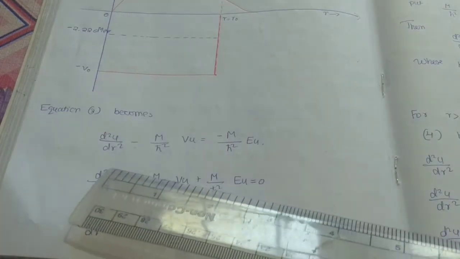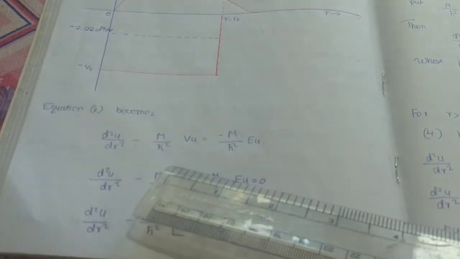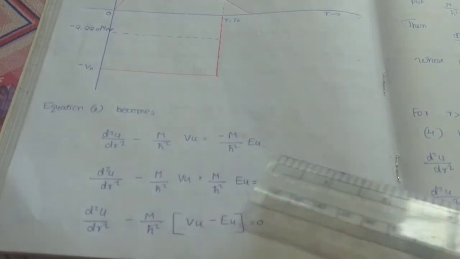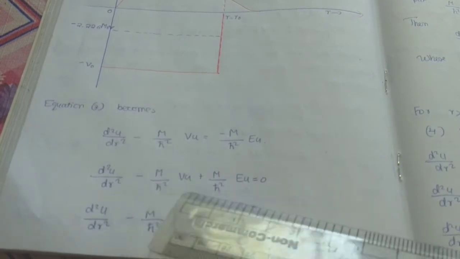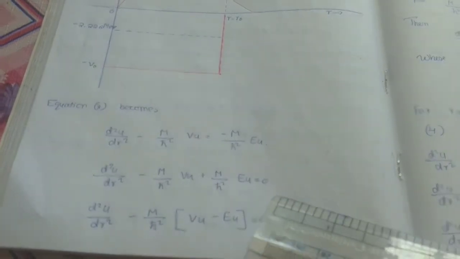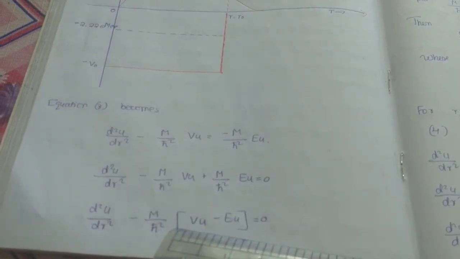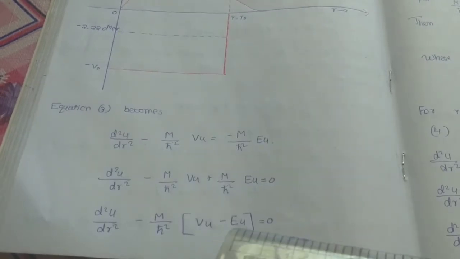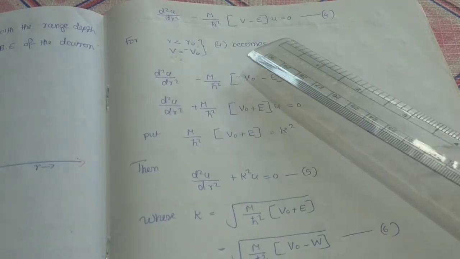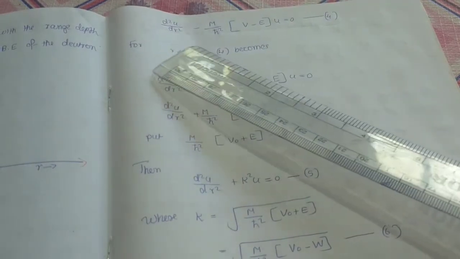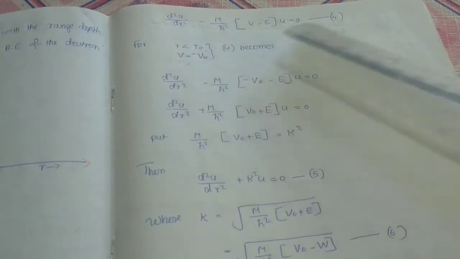From the equation we can write d square u by dr square minus m by h cross square Vu equal to minus m by h cross square Eu. That is d square u by dr square minus m by h cross square Vu plus m by h cross square Eu is equal to 0. That is d square u by dr square minus m by h cross square into (V minus E) u equal to 0. Take u outside, then d square u by dr square minus m by h cross square into (V minus E) into u equal to 0. This is equation number 4.